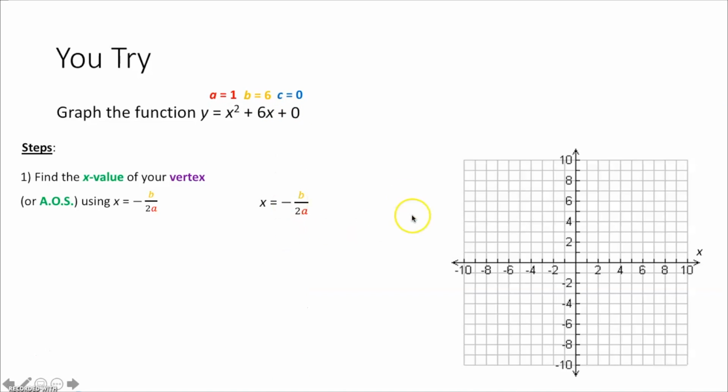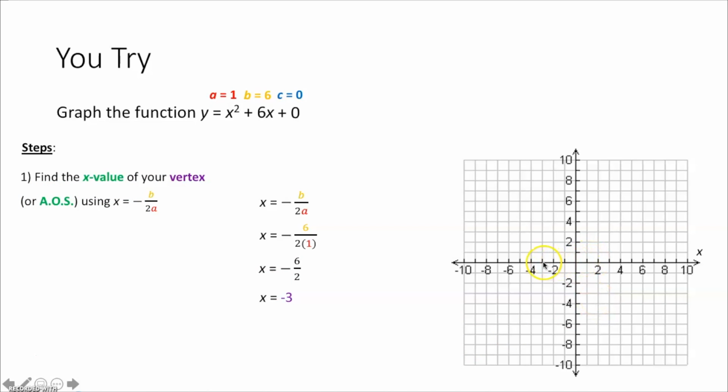We then create our axis of symmetry formula. We plug in 6 for our b and 1 for our a. We then simplify this. 6 over 2 times 1, that's 2. So it's going to be negative 6 over 2, which is 3. So we got negative 3 as the x value of our vertex. It's also the axis of symmetry.